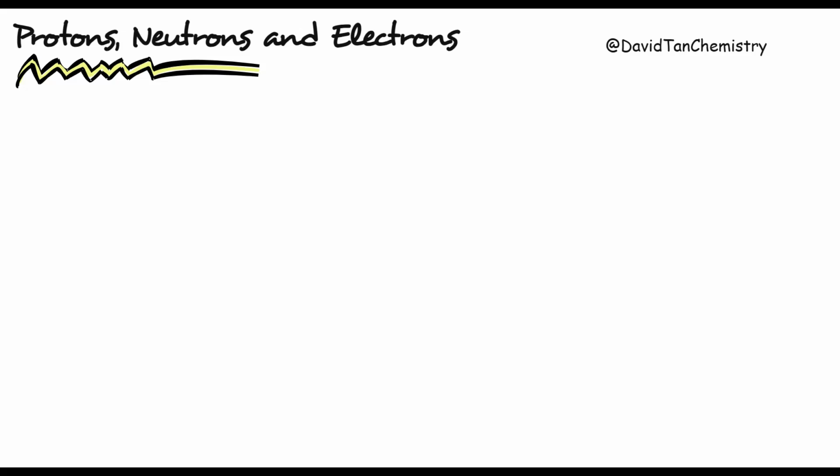To understand atomic structure, we need to know the three tiny particles inside an atom: protons, neutrons, and electrons. These particles explain the charge, mass, and identity of an atom.